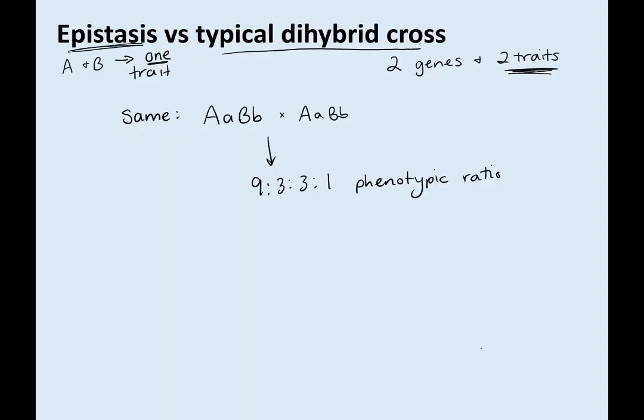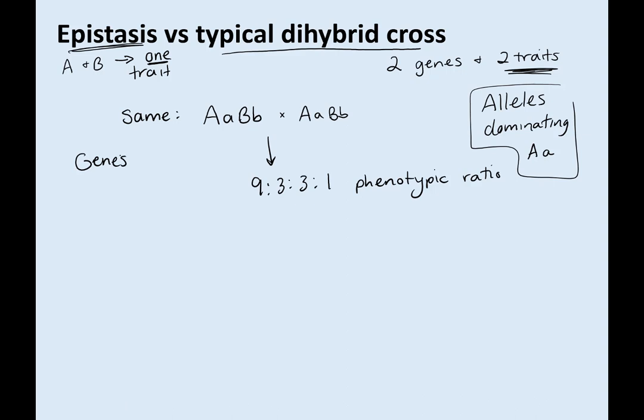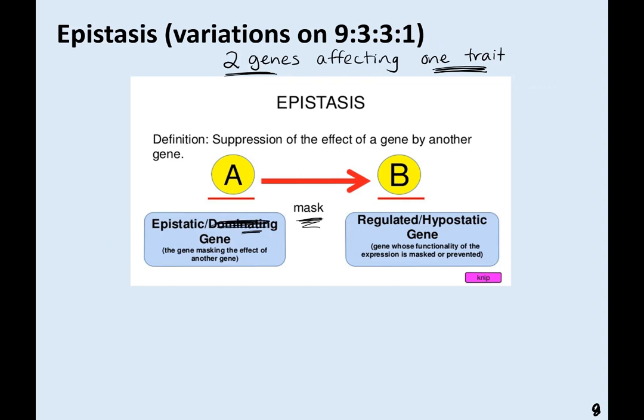And again, this is different than alleles dominating, right? Like big A dominates over little a. Over here with epistasis, we're talking about genes dominating, and it's really not a good word, so I'd rather use masking another gene. Because if you remember, sometimes you can have the recessive alleles masking the other genes. Right? So that's why I don't like to use this word dominating. So I'd like to cross this out. The gene is masking the effect of another gene.